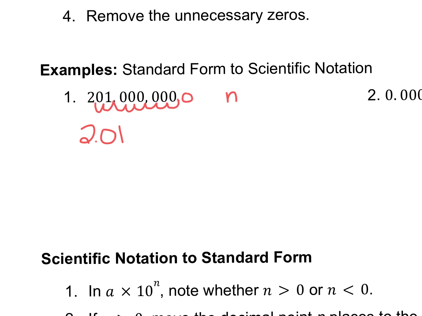How many places did we move? 8. Now we moved to the left, so is my exponent going to be positive or negative? Positive. Yep. To help yourself, I like thinking of it this way. If I moved 8 decimal places, if I went back, I would move in the positive direction. This says 8 places in the positive direction. Would we get back to this? Yes.